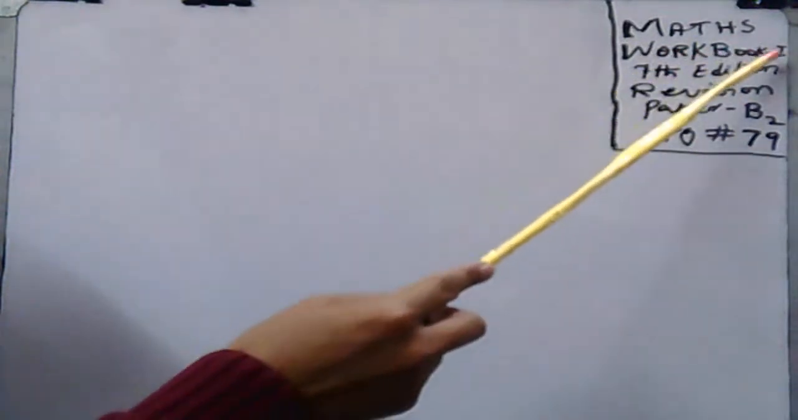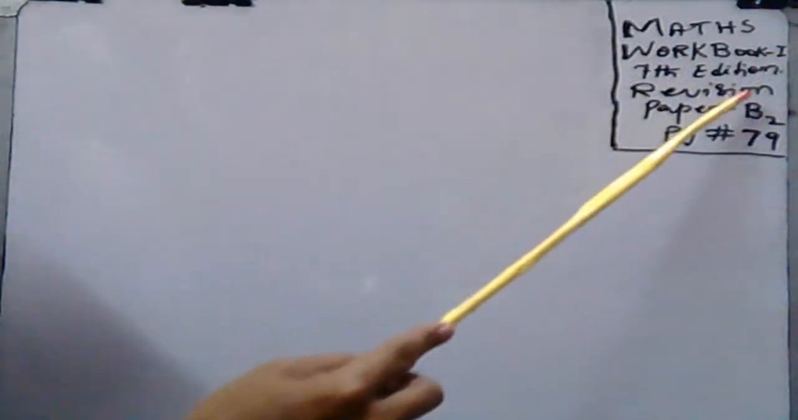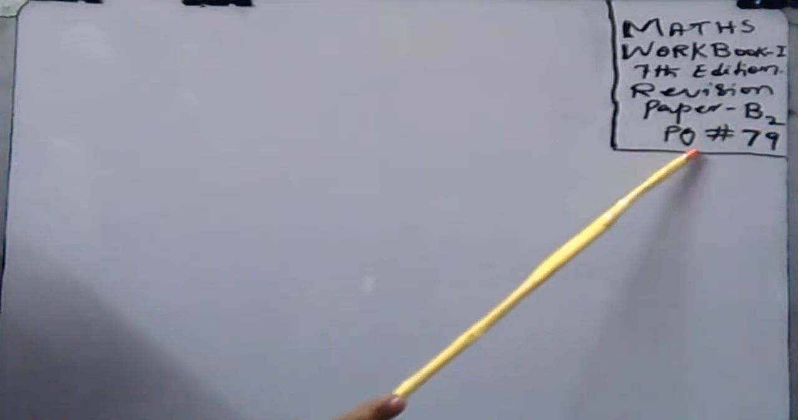Today we will discuss New Syllabus Mathematics Workbook 1, 7th edition, Revision Paper B2, which is on page number 79. You can see it in your new 7th edition book. In question number 1, solve each of the following equations.